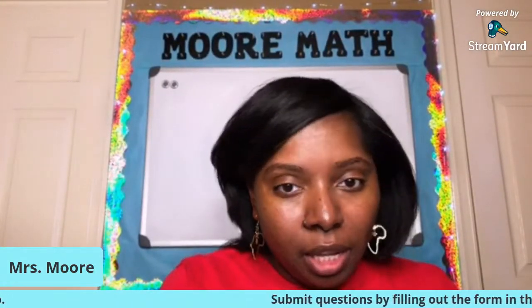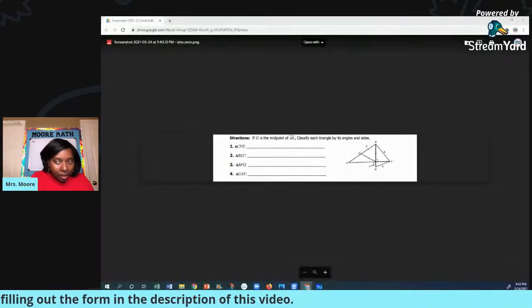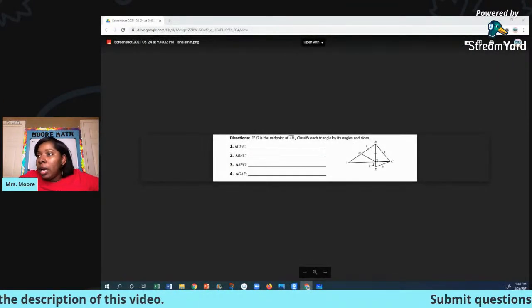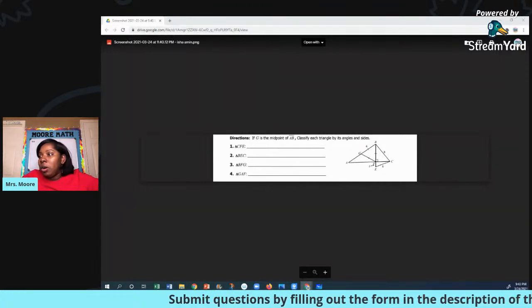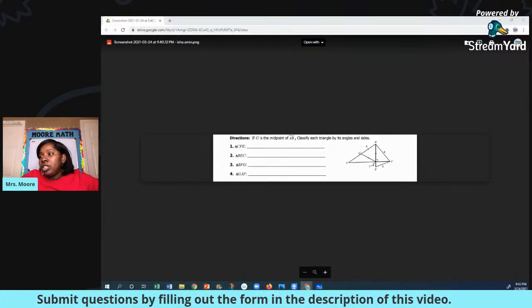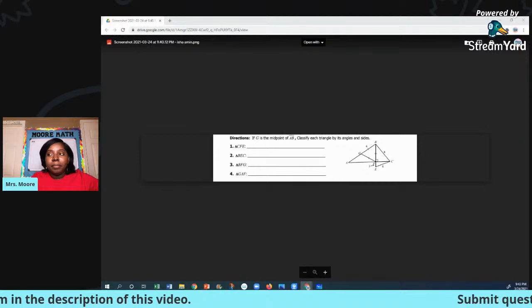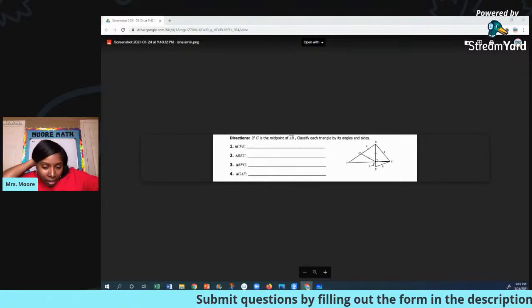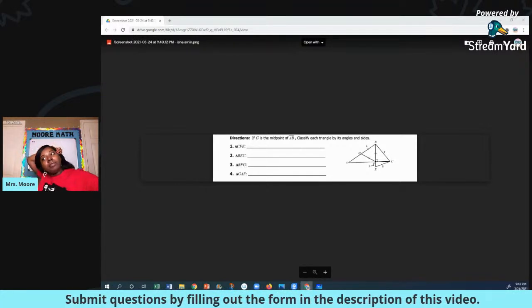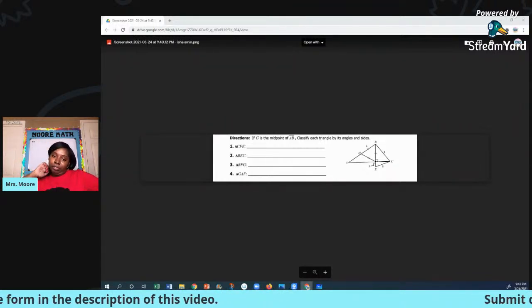All right, I'm going to start off by saying that I'm going to try this. So my forte is algebra, but that's fine. All right. So if G is the midpoint of A and B, classify each triangle by its angle and sides. So they just want you to say if it's like an equilateral triangle or, what do you call it? An equilateral triangle or acute and all of that. Just let me know in the chat if that's all they're saying about the classifying it, because classifying can range.